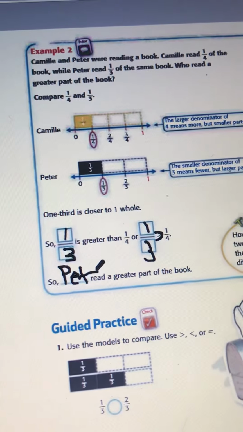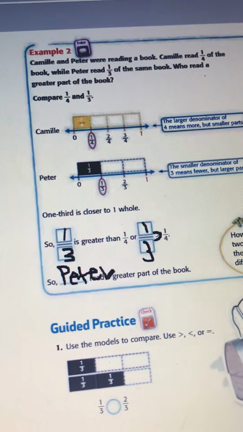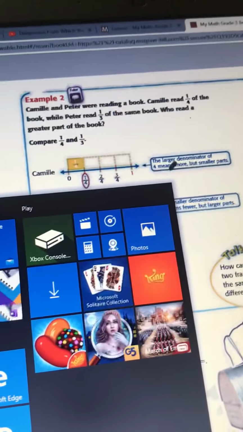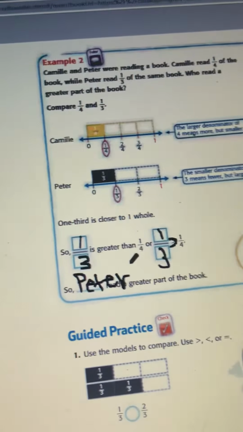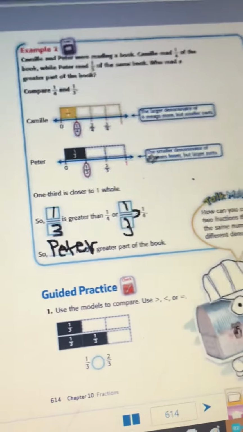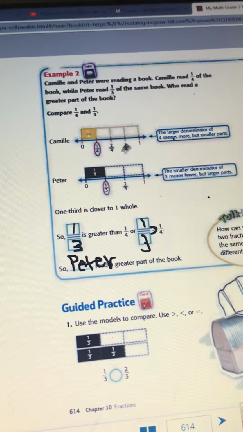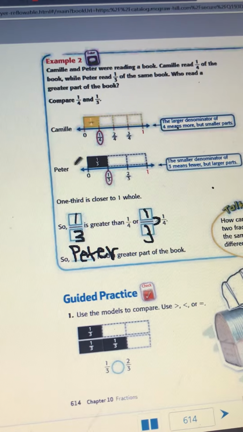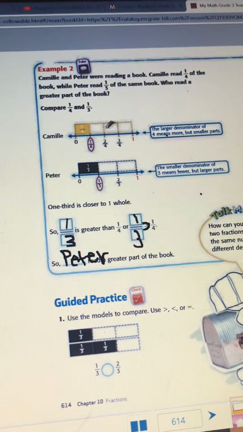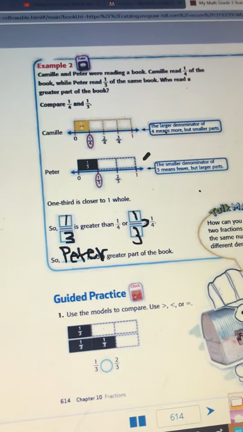Even if the denominators are different, all we have to do is to divide them in the same way. They are supposed to have the same size but different parts only. Like for this one, it's the same size, but only different parts. This is by 4, this is by 3, right?